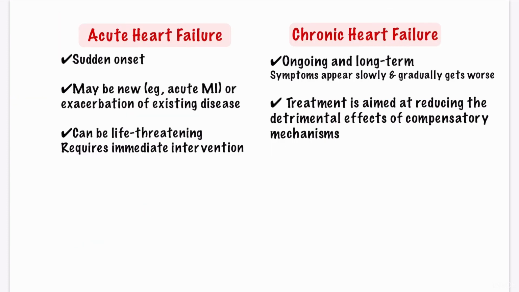Heart failure can develop suddenly or slowly. We can divide heart failure according to the time of onset into acute heart failure and chronic heart failure. Acute heart failure has a sudden onset. Acute heart failure can be indicated by the sudden appearance of new symptoms or a rapid worsening of existing symptoms of the heart. This condition can be life-threatening and thus requires immediate intervention.